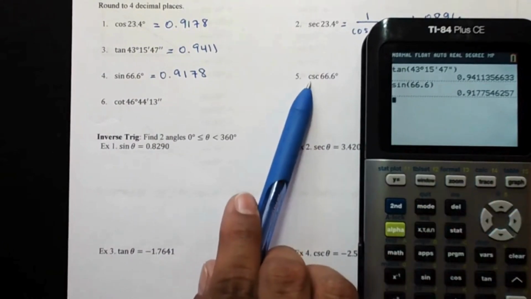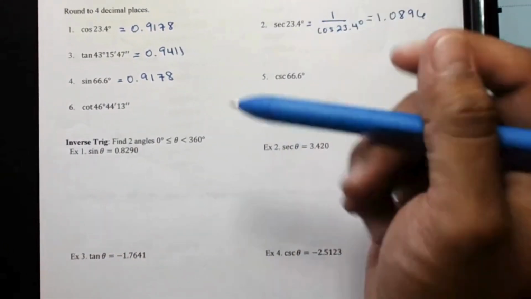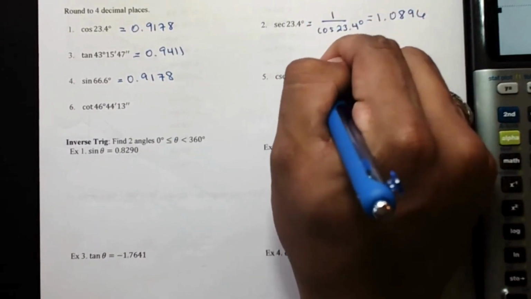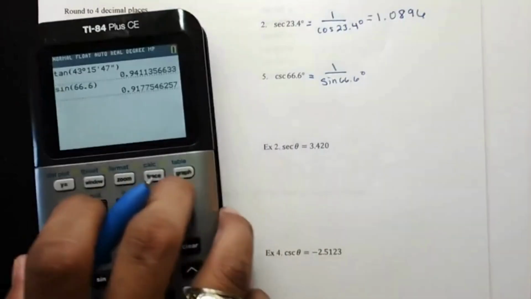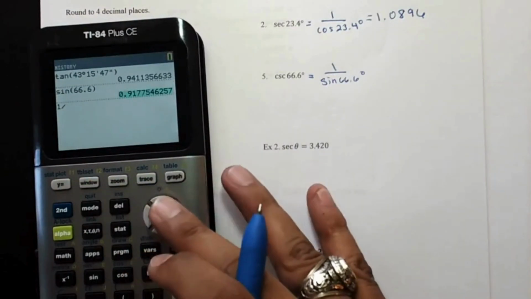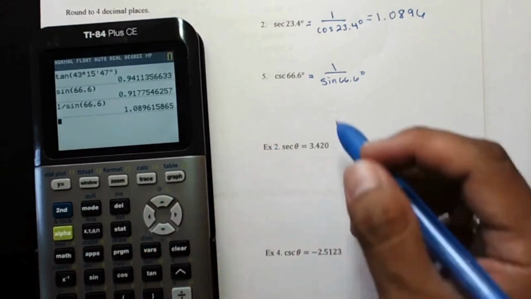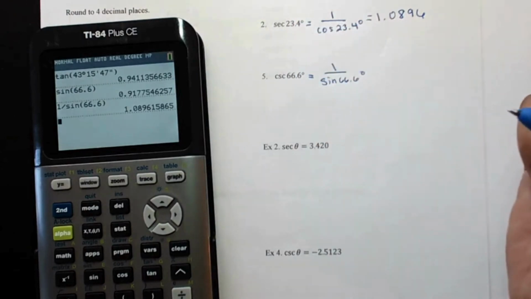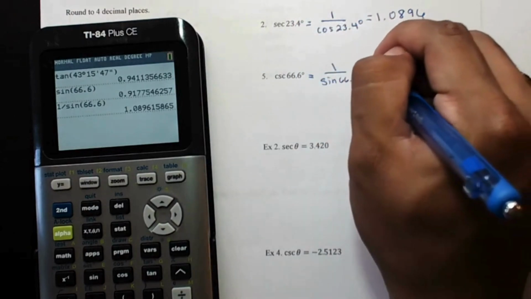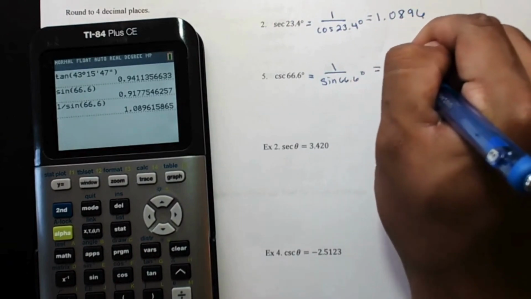So how do we do cosecant if that's the reciprocal of sine? Well, just for the notes, I'll write it out. It's 1 over sine of that same angle, which we should know what the answer is because we've already done this problem, because it's just, again, a cofunction here. 23.4 and 66.6 are complementary angles. So 1.0896.